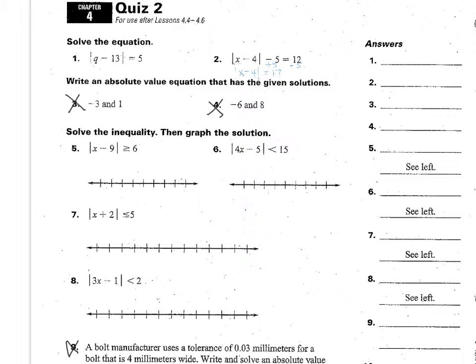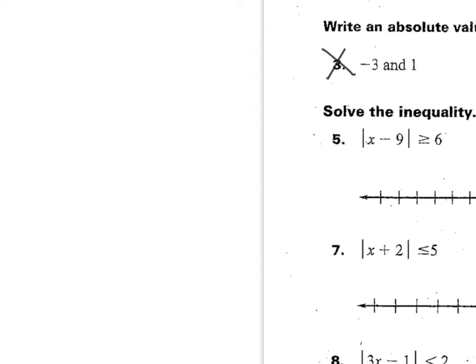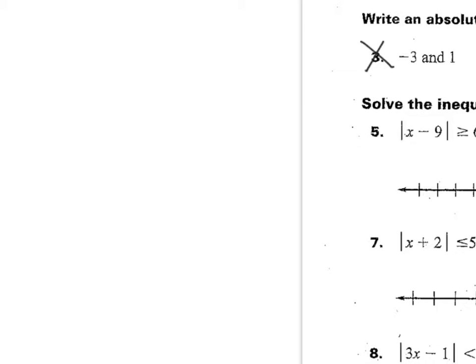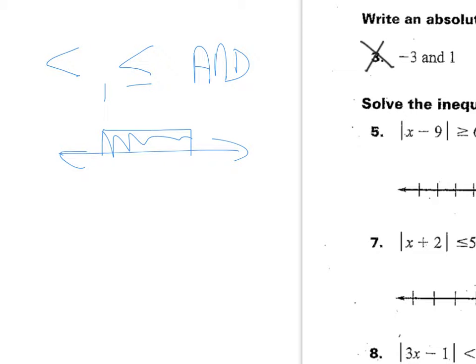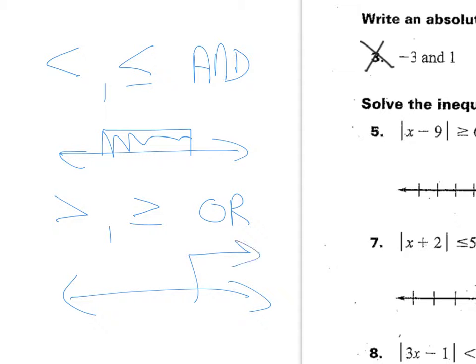Okay guys, 5 through 8 we're going to solve and graph. Now we're dealing with the inequality sign. So you want to make sure you remember that if a sign is like this, less than or equal to, these are and problems, and your graph should come into the middle like this. If it's greater than or greater than or equal to, those are or problems. And you set up 2 separate problems, and again your graph in the end should look like that.